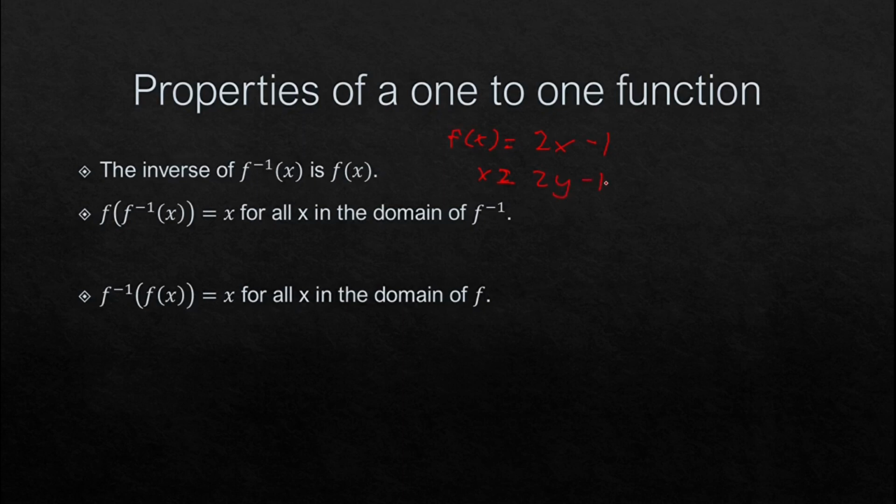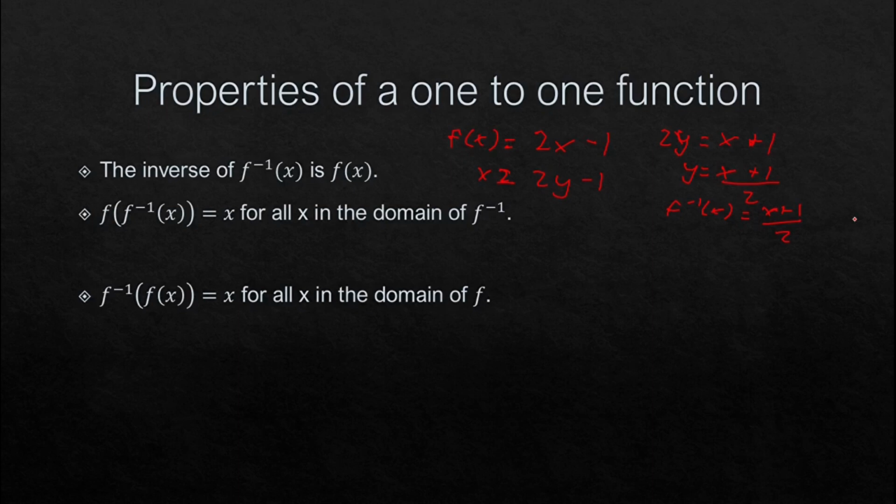Y is equals to 2x minus 1. Then we transpose x to y, so x is equals to 2y minus 1, which gives y is equals to x plus 1 all over 2. So f negative 1 of x equals x plus 1 all over 2.